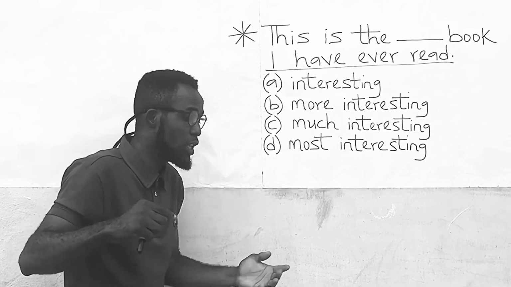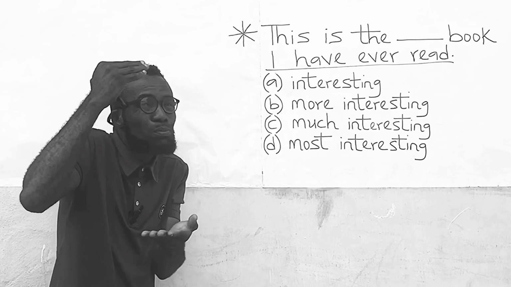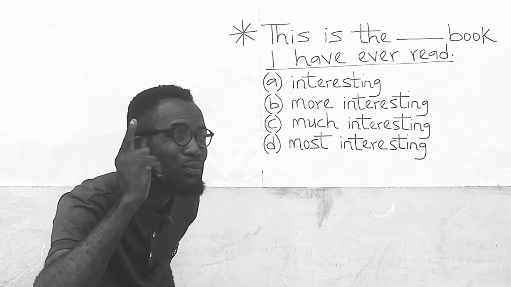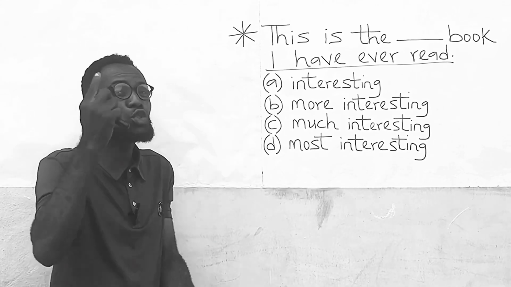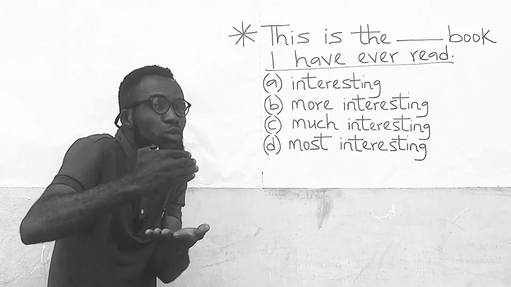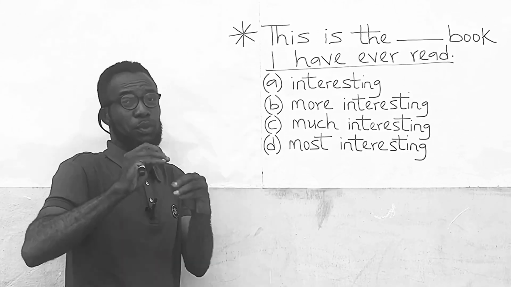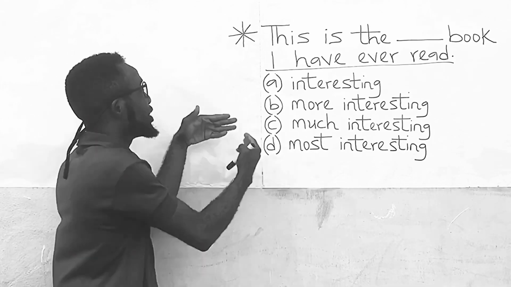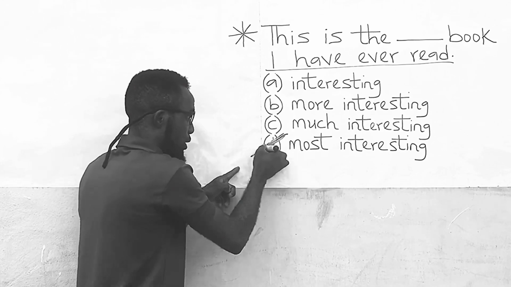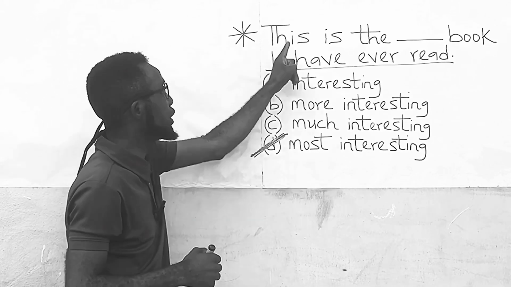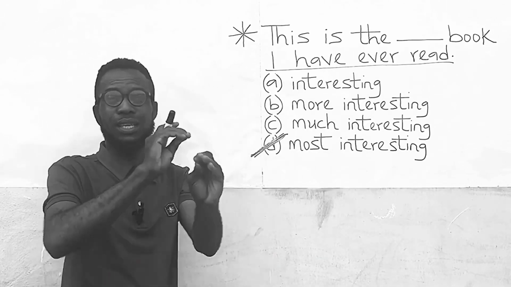And we have said that if the number of persons or things compared is more than two, we have to use a superlative adjective. And you will agree with me that the superlative form of interesting is most interesting. So any option that carries most interesting becomes the correct option. If you look at the options, you will find out that the correct option is option D, most interesting. So that the question reads, this is the most interesting book I have ever read. I believe that is understood.